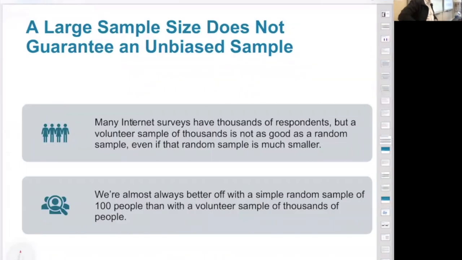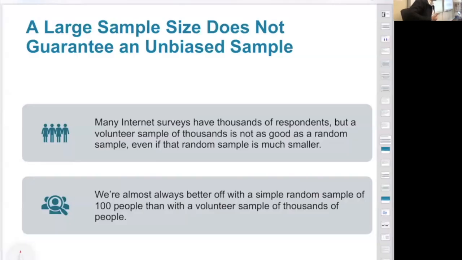Sometimes, and you will hear this a lot in the statistics course, a large sample is very important because it will reduce the bias. No, it's not always the solution to reduce the bias to increase the sample size. Okay, this is not the case. As you can see here, for example, many internet surveys have thousands of respondents. But what? Because they are volunteers.